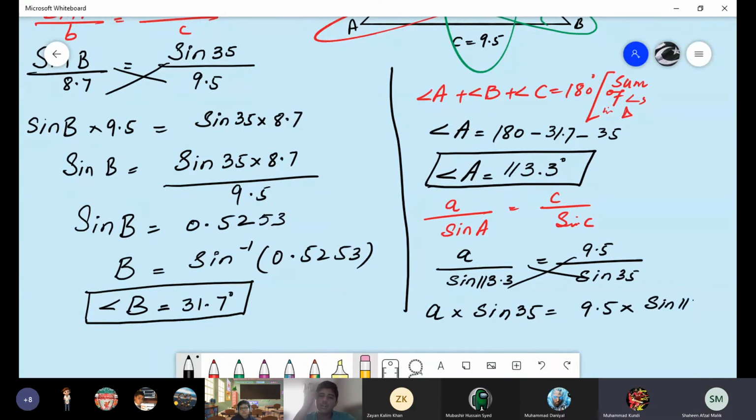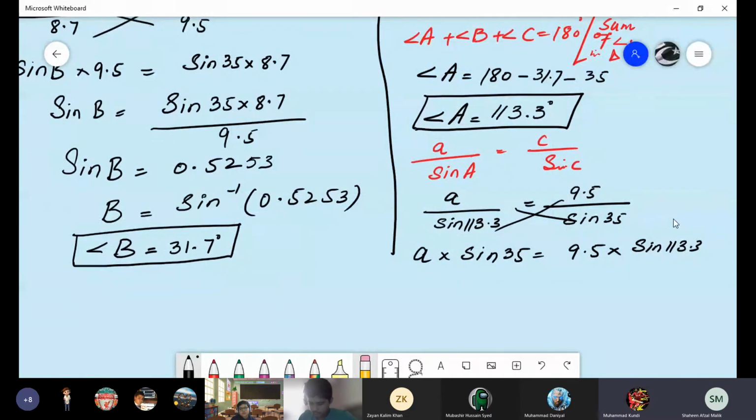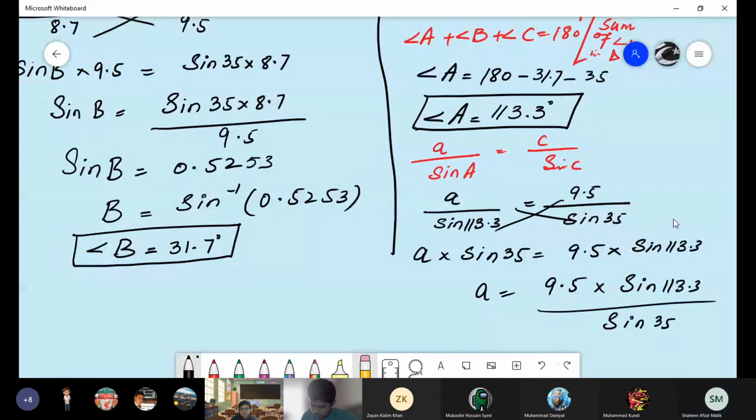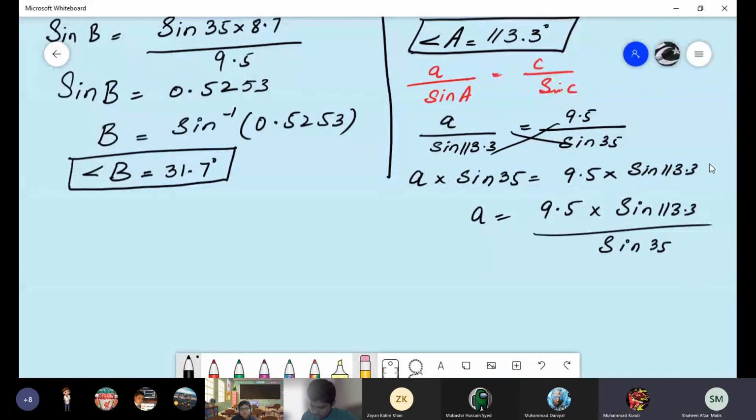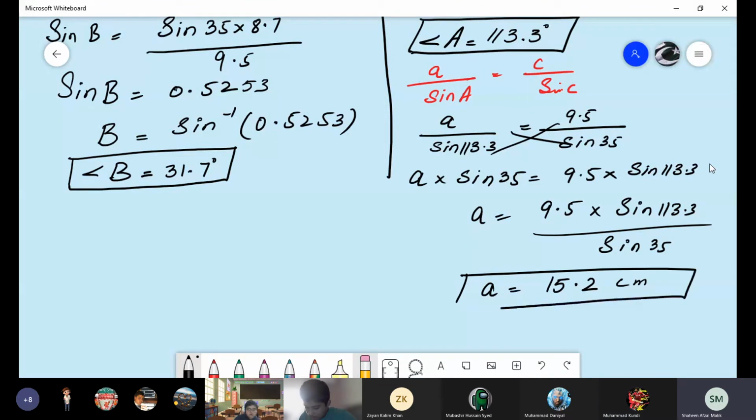Okay, very good. A is equal to 9.5 multiplied by sine 113.3 divided by sine 35. What's the answer for this? It is 15.2. Very good, Ahmed Siddiqui. 15.2 centimeter. So, ma'am, we got the A value.